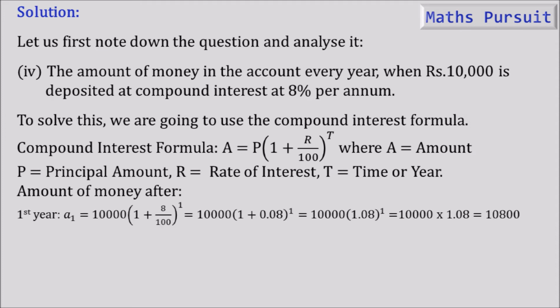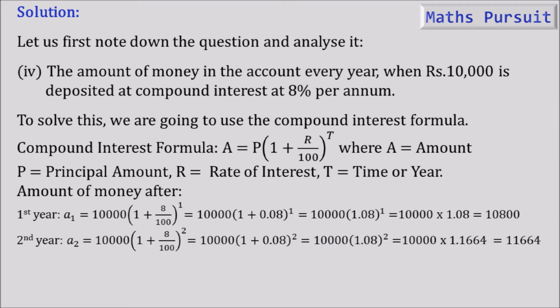After the first year, which we represent as the first term A1, the principal is the initial amount we deposited, that is 10,000 into (1 plus 8 by 100) to the power 1. Rate of interest is 8, so we write 8 by 100 to the power 1. That is equal to 10,000 into (1 plus 0.08) to the power 1, which is 10,000 into 1.08, that is equal to 10,800.